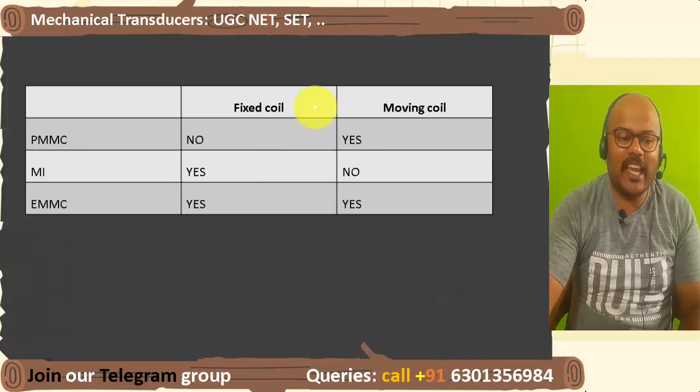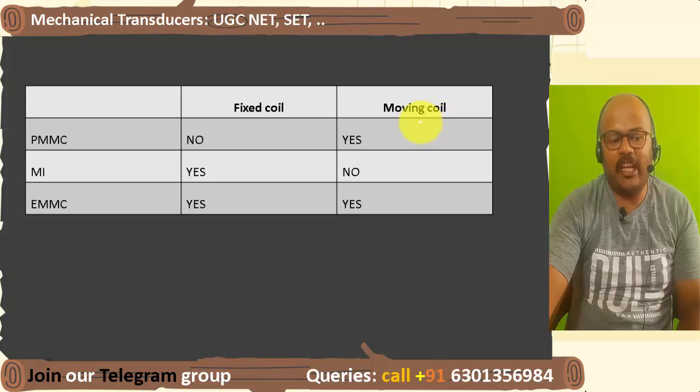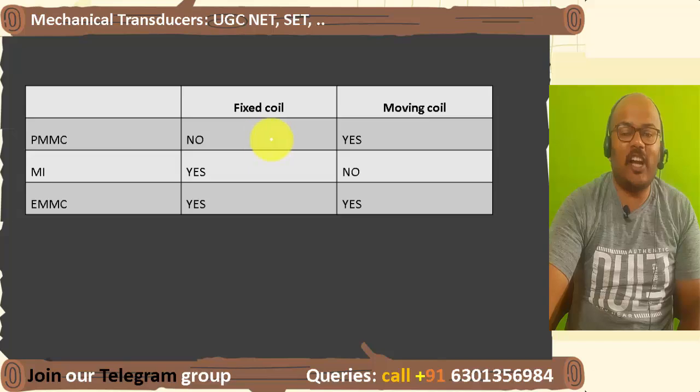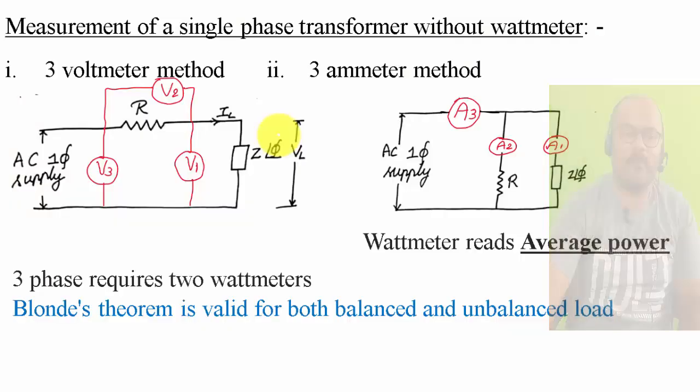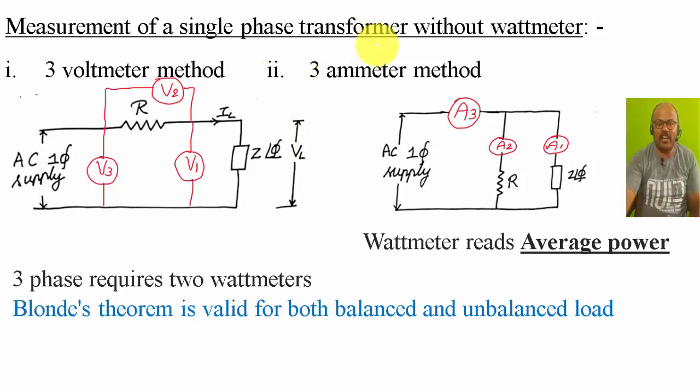Look at the things. In the case of PMMC, moving coil will be there. But in the case of MI, you will be having a fixed coil. But in the case of EMMC, you will be having both fixed coil as well as moving coil. Very, very important. Measurement of single phase transformer without wattmeter. So in the case of 2 wattmeter method, you are going to use only 2 wattmeters. But here, without wattmeter, you are going to measure the power by using voltmeter or by using only ammeters. Right? Please go through it.